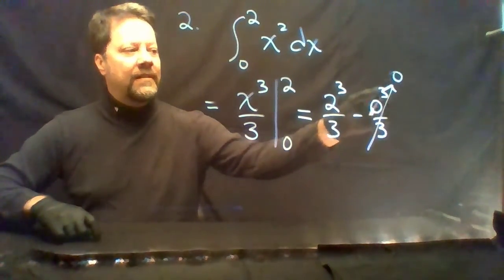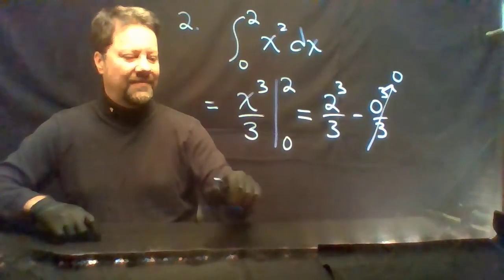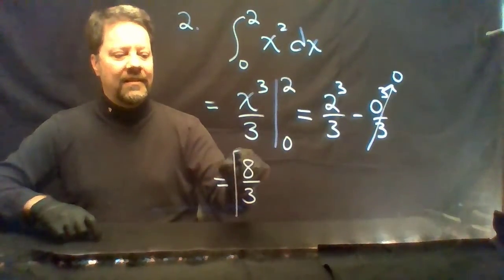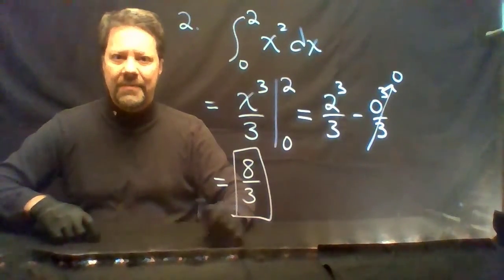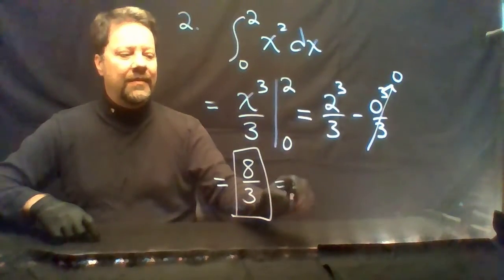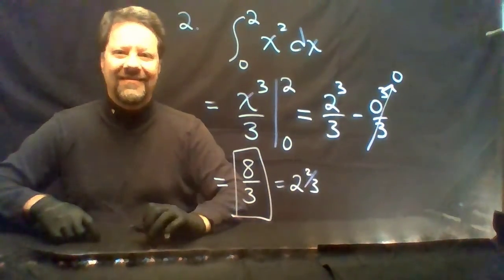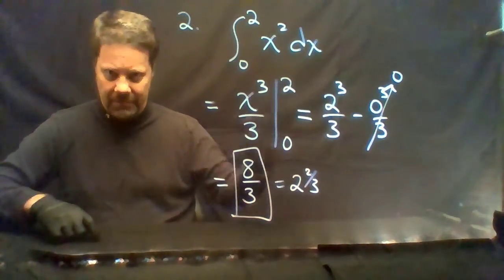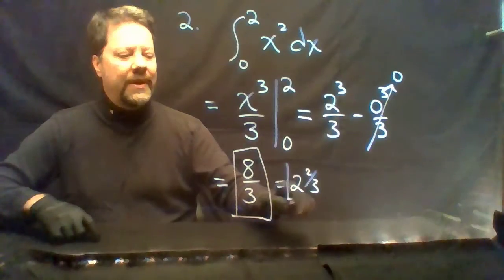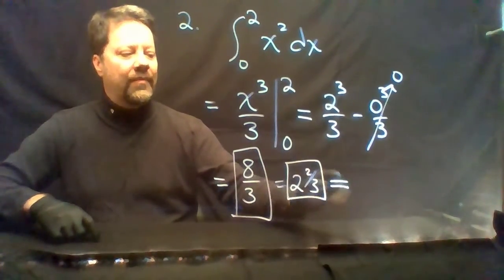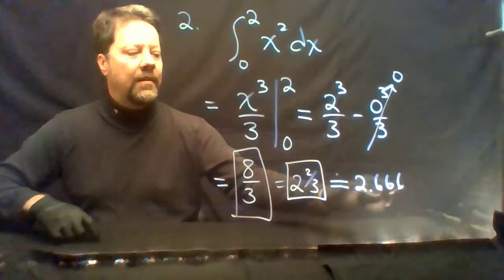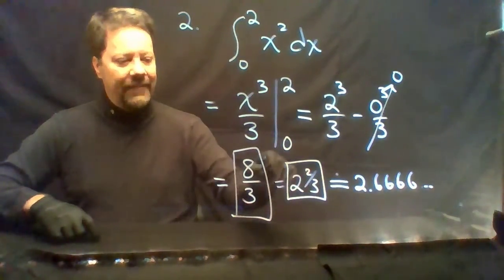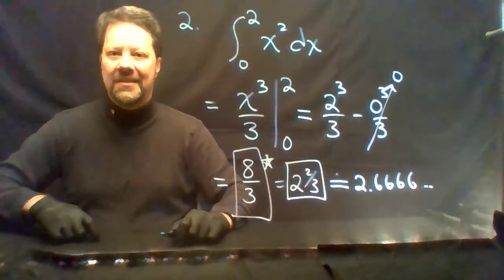Of course, the second term is 0. 2 cubed is 8. So the answer is 8/3, or exactly 2 2/3. As a decimal representation, that's about 2.666, and so on. So we know what the answer is. It's this, the exact value, of course, here.